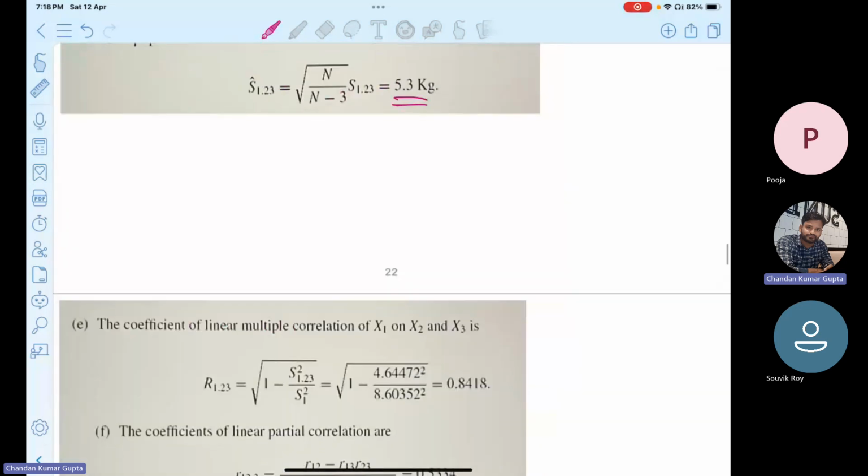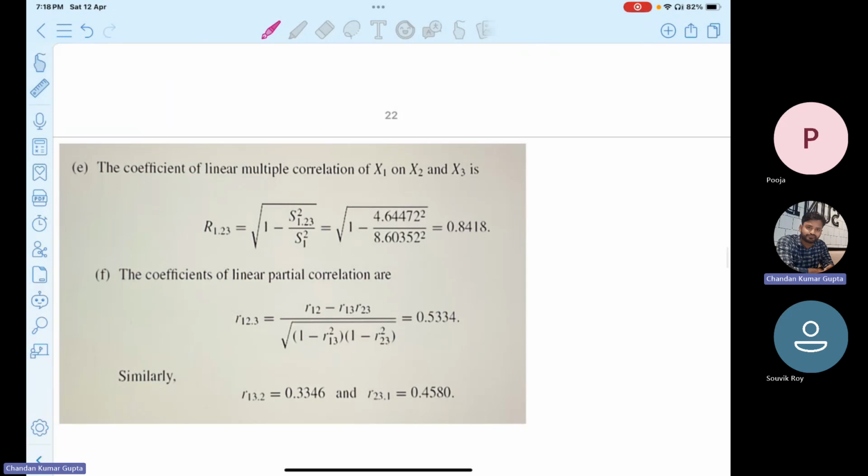Okay, so let's take capital R, x1 on x2 and x3. So R1.23, with the help of this formula, comes out to be 84.18%. And we have also been able to calculate the partial correlation coefficient. So the partial correlation coefficient is 53% for 1 on 2.